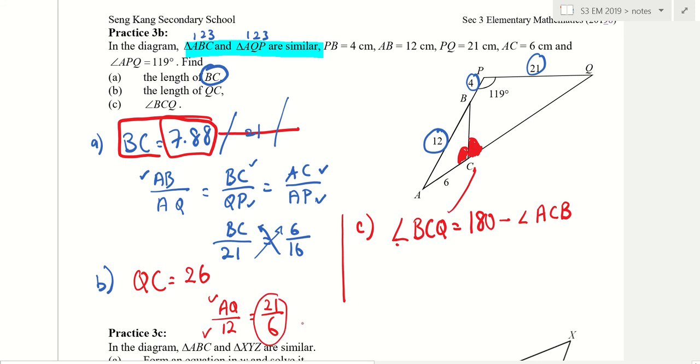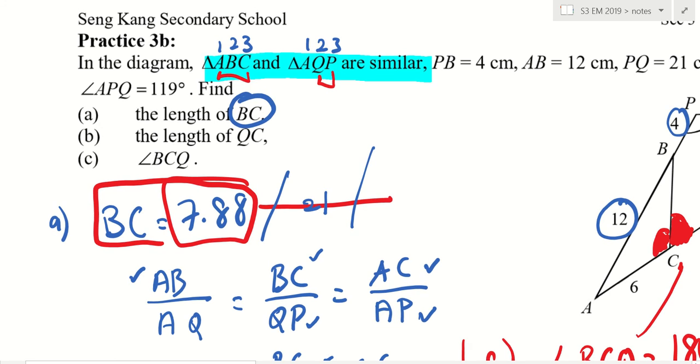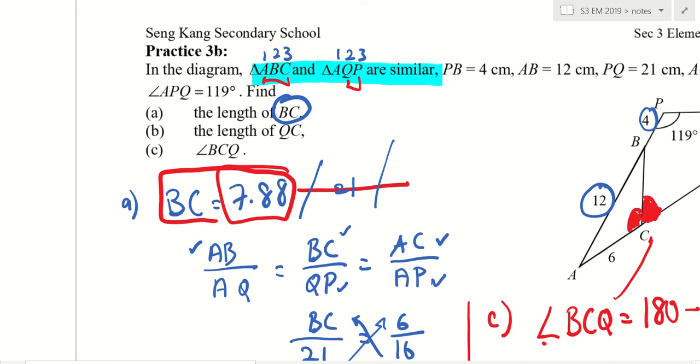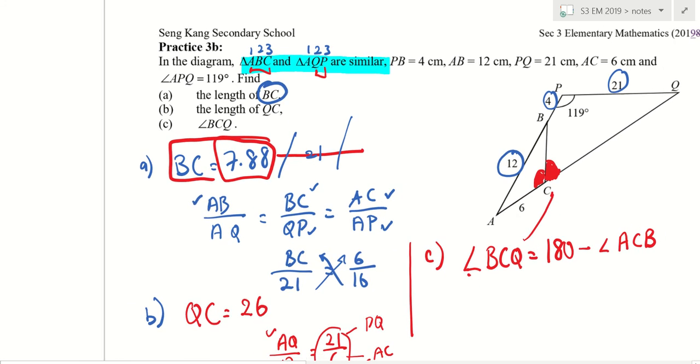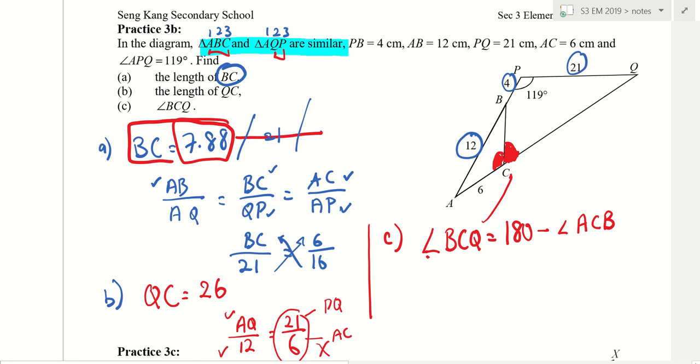This is wrong. Because this is PQ, this is AC. PQ is 2, 3. AC is 1, 3. You didn't follow the ratio. Again, before. PQ is 2 and 3, right? You must use B and C. You didn't use A and C. Follow?